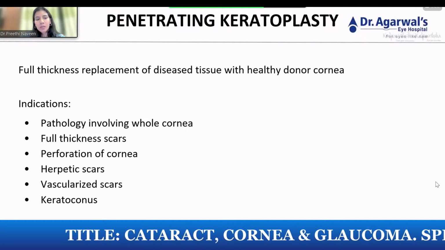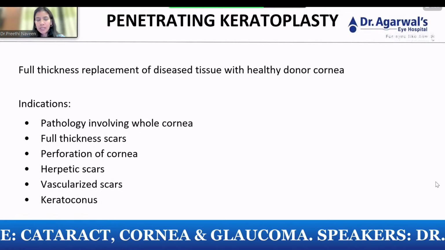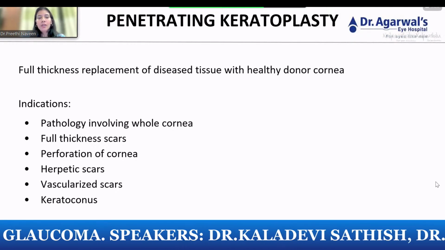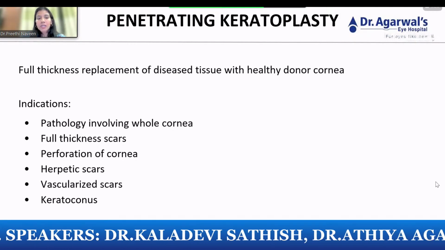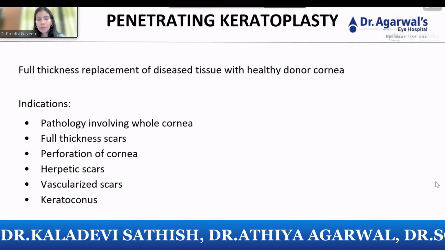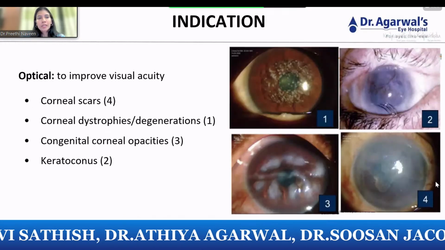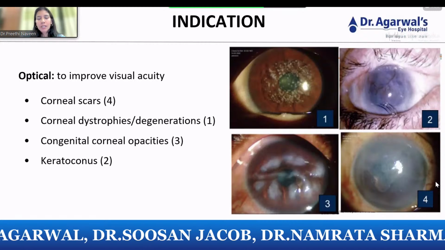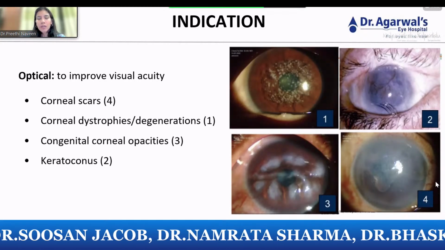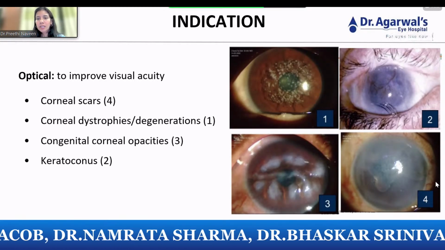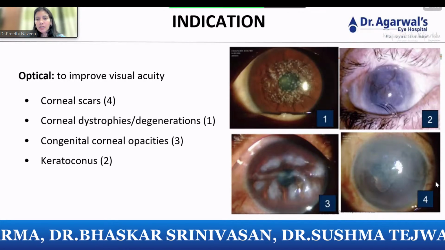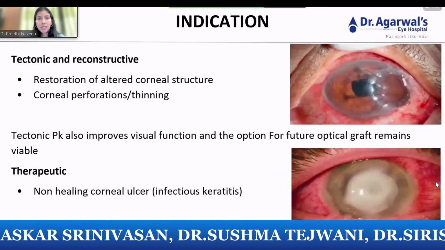So keratoconus, I would say DALK in most advanced cases, but in cases where you have scarring post a hydrops or stromal scarring, then in those cases, we would prefer to do a penetrating keratoplasty. Some of the indications you have as optical. So optical indications are scars, again, you have dystrophies and degenerations, congenital corneal opacities, and keratoconus. Those are some pictures on the side of dystrophies and degenerations, which you can see.